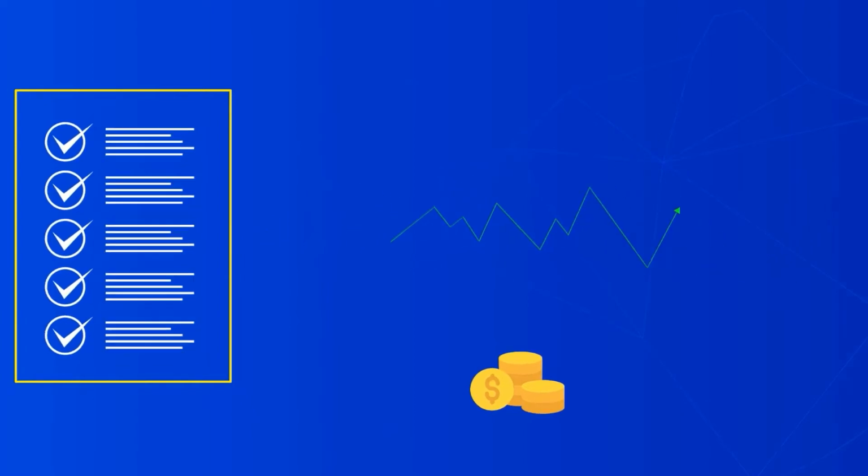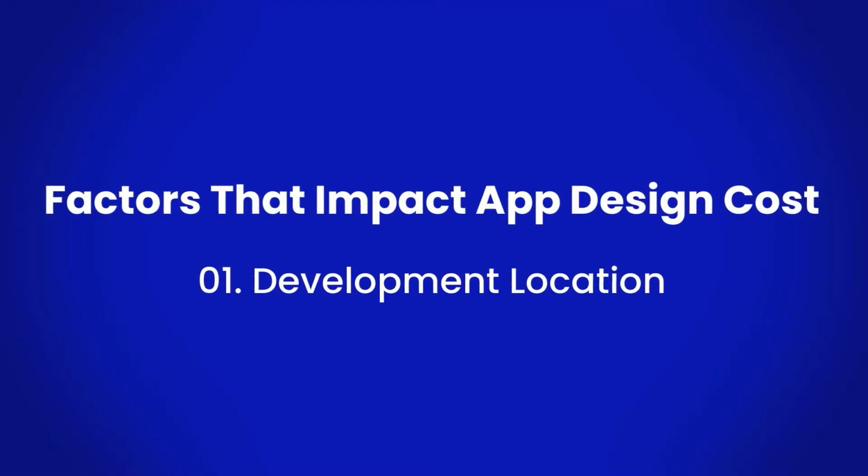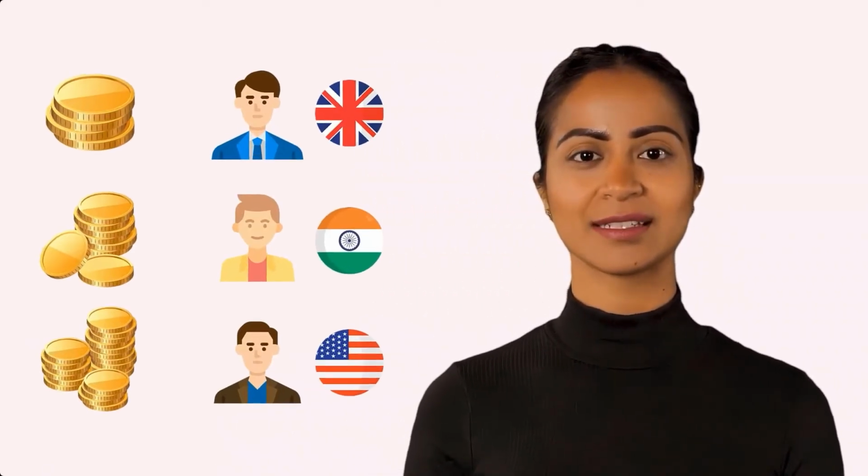Now that we know what adds to the app design cost, it is also worth knowing the side factors that can influence this cost. Even when we consider all these steps of app design, the price can vary heavily. The first factor which can impact the app design cost is development location. Let's get this straight, the app designing costs vary from country to country. This is mainly because of the salary differences.